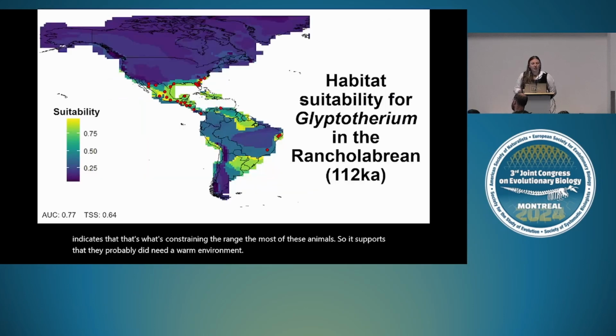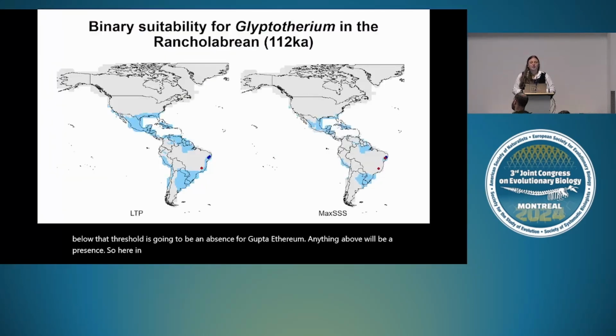So then looking at our maps, here is the habitat suitability based on our model. Anything in the yellow is going to be indicated as high suitability for the model, and anything in the purple is going to be low suitability. Based on different measures, we can take a point on here to create a threshold and say anything below that threshold is going to be an absence for Glyptotherium, anything above will be a presence. So here in blue, we do that for the Rancho La Brea, and we see that there is definitely some connected habitat, as we would expect in Central America.